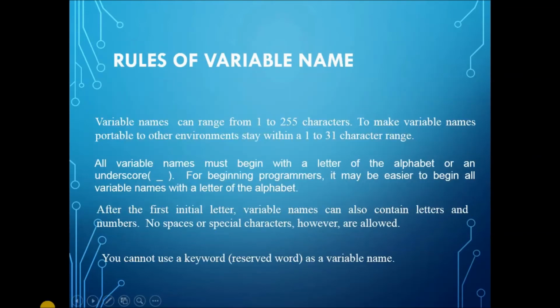After that, some compilers do not allow even an underscore as a beginning character. After the first initial letter, the variable name can also contain letters and numbers. And no spaces or special symbols can be given in a variable name. See here.